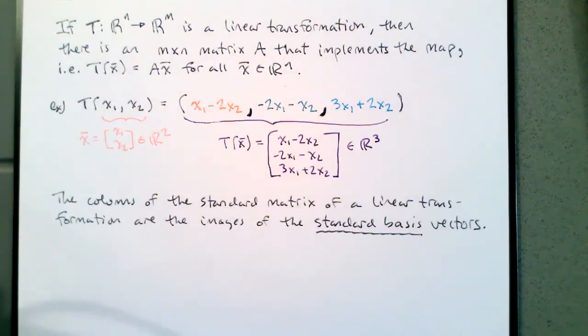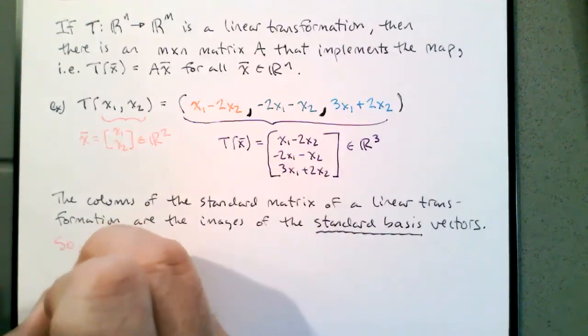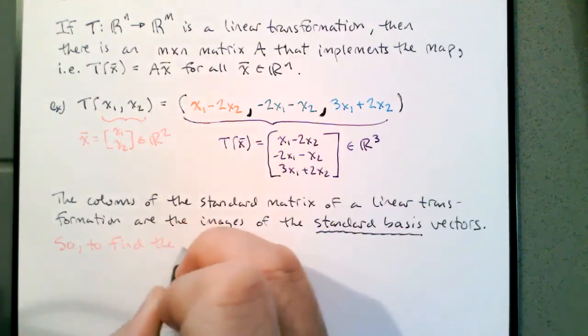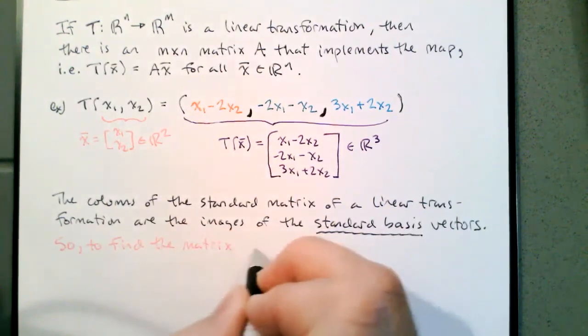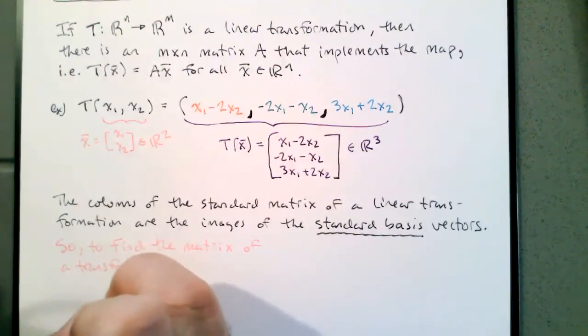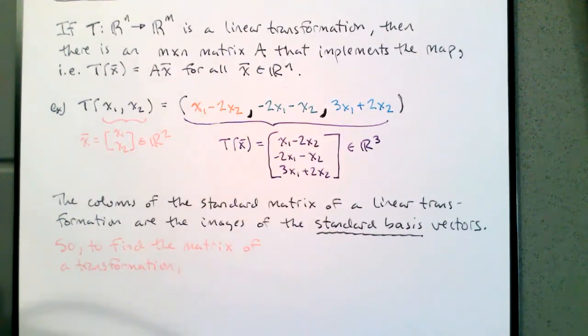What this means is that to find the matrix of a transformation, we map the basis vectors. That's what we get out of this. To find the matrix of a transformation, we map the basis vectors.